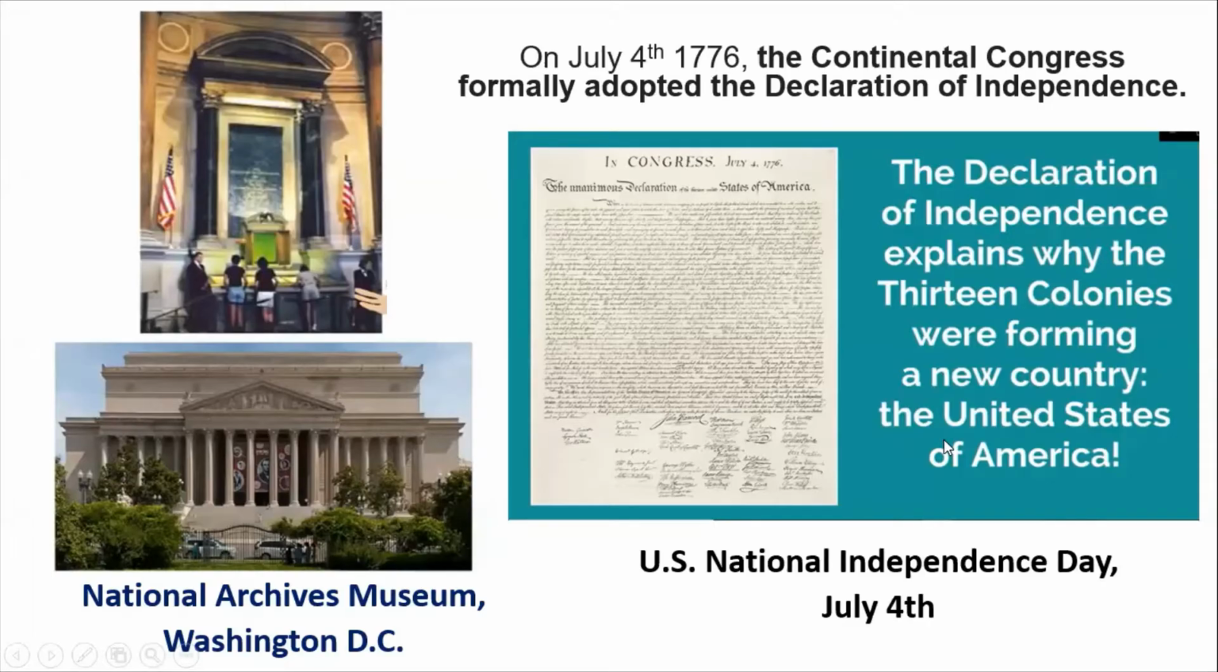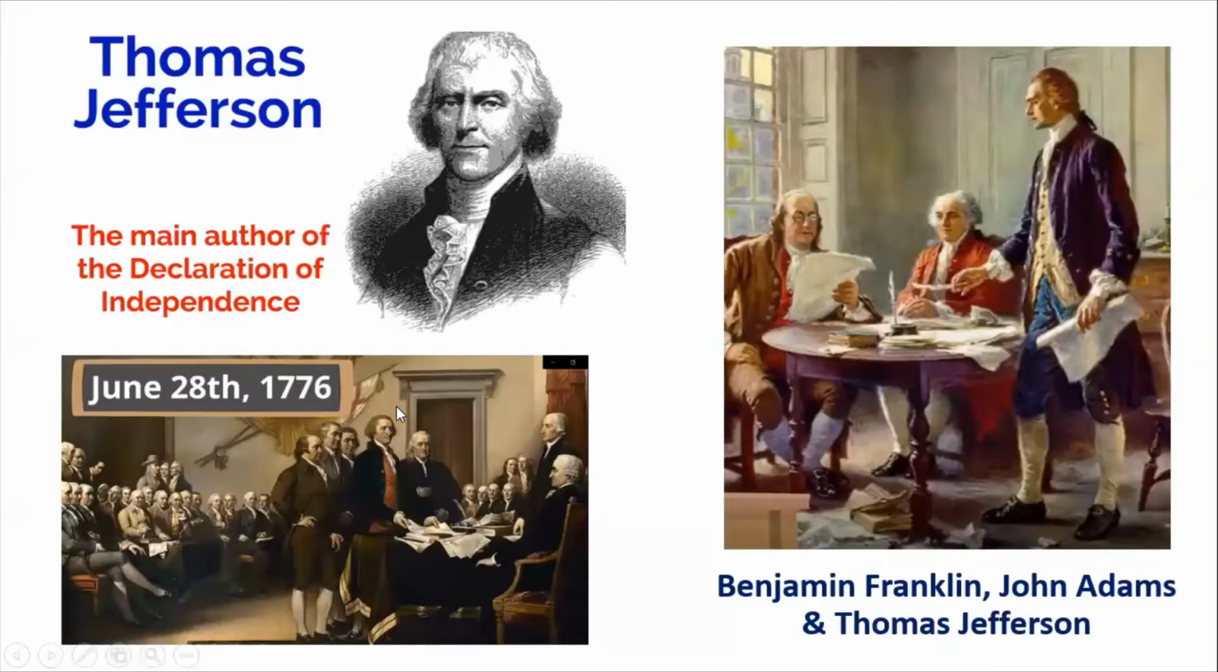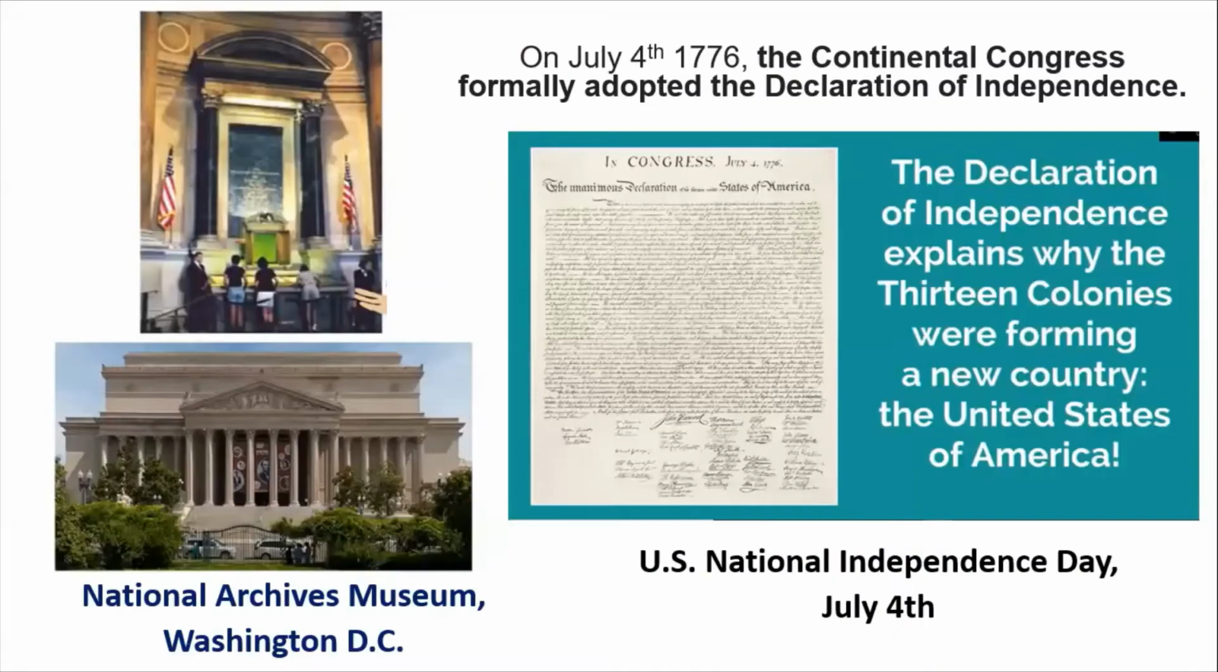The Declaration of Independence was signed on July 26, 1776 in Independence Hall, Philadelphia. The original document can today be found in the National Archives Museum in Washington, D.C. On July 4th, 1776, the Continental Congress formally adopted the Declaration of Independence. This is why each year Americans celebrate the 4th of July in honor of attaining independence from Britain.